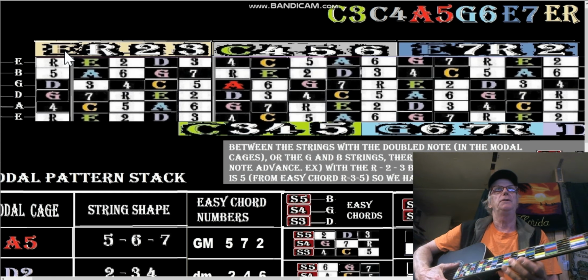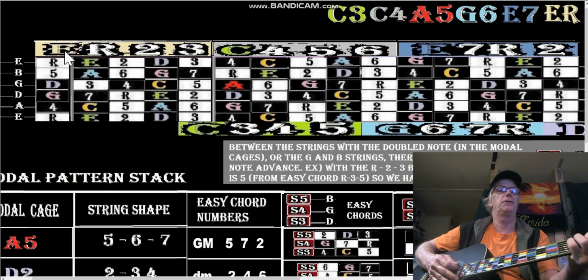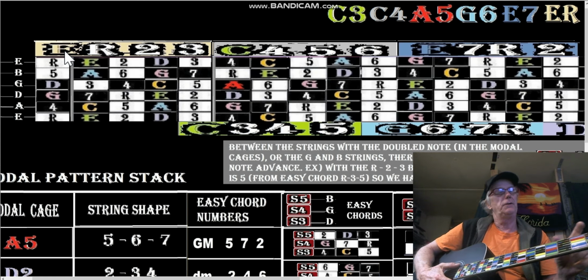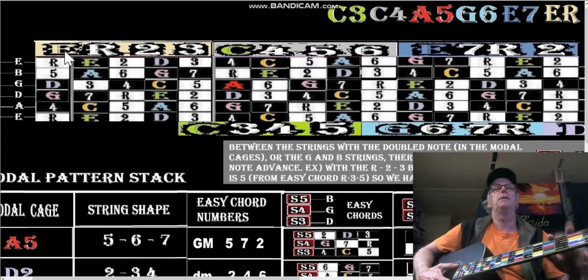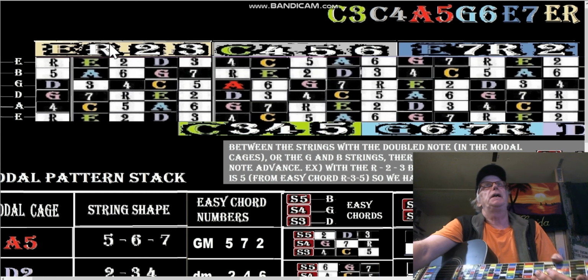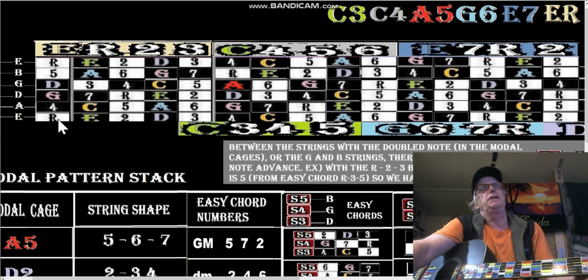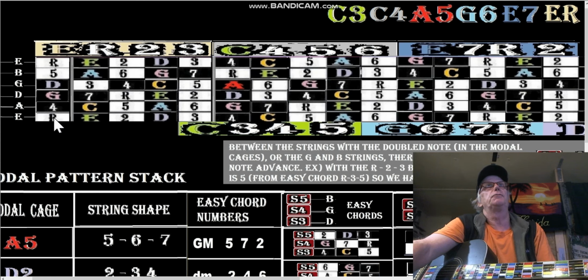So you see certain slow songs are important. So you have root, 2, 3. In the Ionian box we have the root, the third, and the fifth. And the idea of the easy chord is, there's your root, your third is going to be on the G string, and the fifth is going to be on the B string.